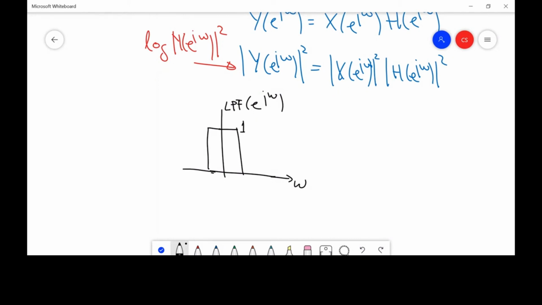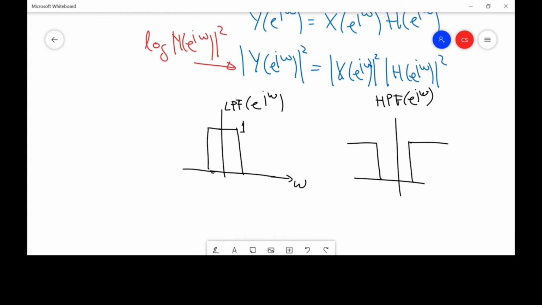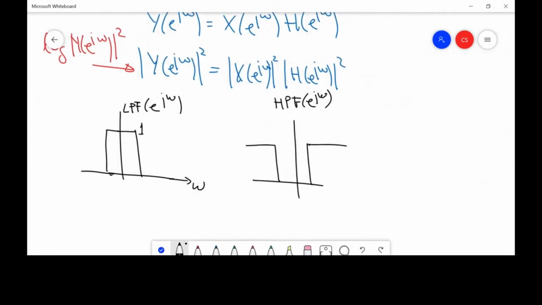So I can construct a high-pass filter that is just the opposite of that one. That one would be 1 minus the low-pass filter. Do you agree?